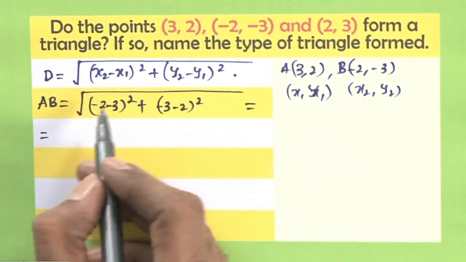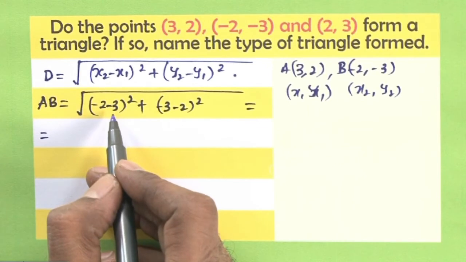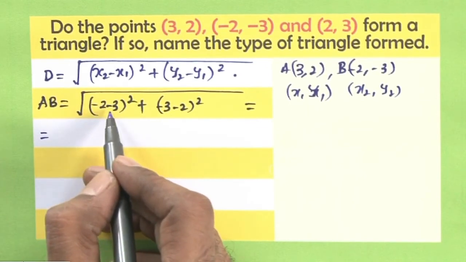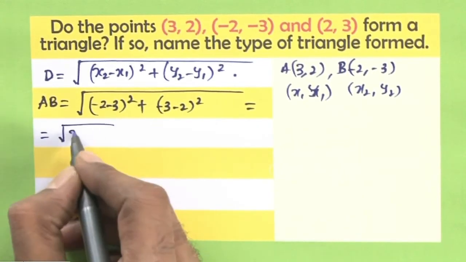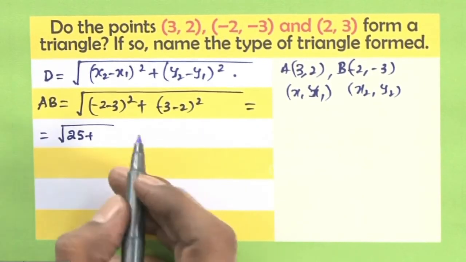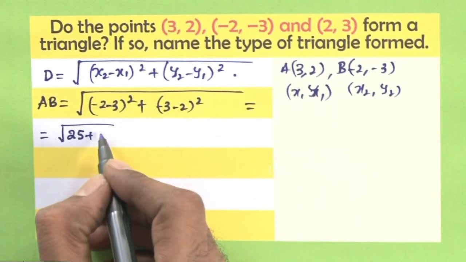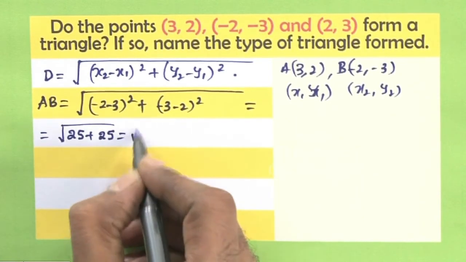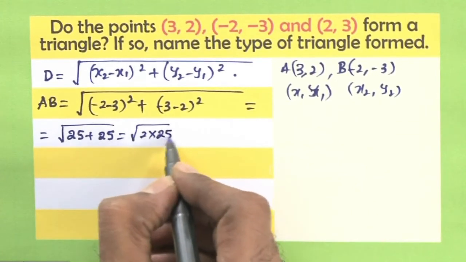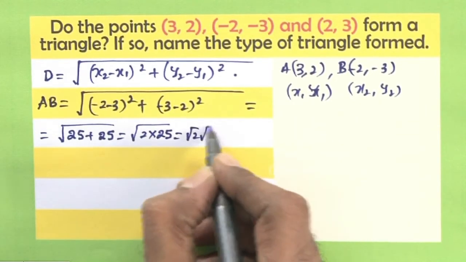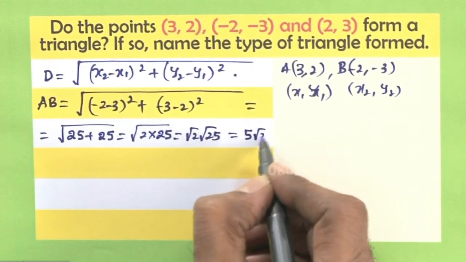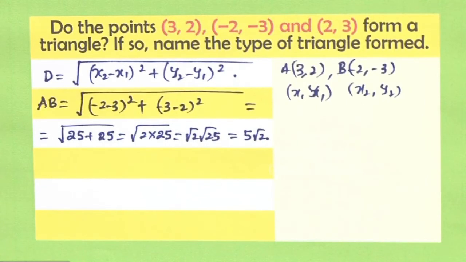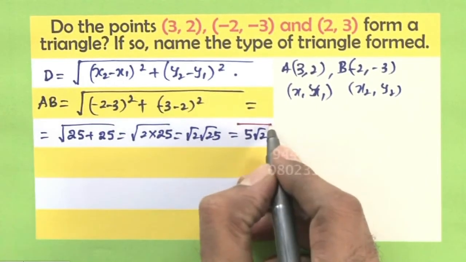That is equal to minus 2 minus 3. What is minus 2 minus 3? Minus 5. What is minus 5 whole square? Plus 25. Square root of 25 plus 25, that is square root of 2 times 25, square root of 2, square root of 25. Square root of 25 is 5, so 5 root 2. Is that correct? So, we got the answer AB as 5 root 2.